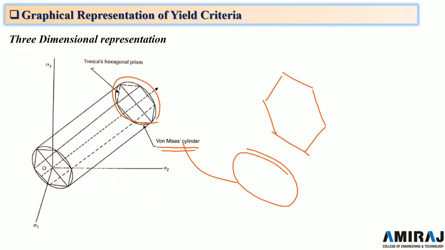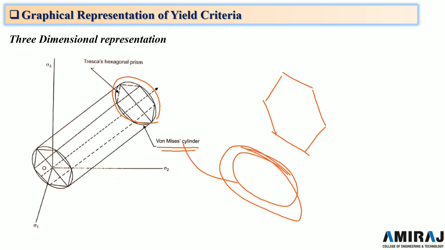Tresca's hexagonal prism is inscribed inside the von Mises cylinder, which means Tresca's hexagon is inside the von Mises cylinder, because we have taken the yield strength in tension and compression to be the same in both hypotheses. The von Mises cylinder as well as Tresca's hexagonal prism have the same axis, which is equally inclined to the three coordinate axes.